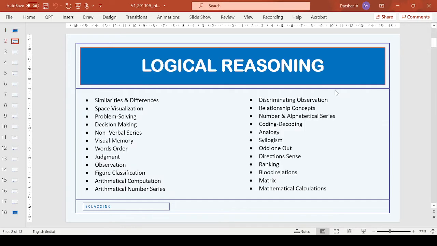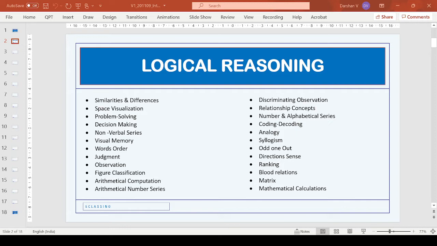Now, if you look at the syllabus of logical reasoning, we can see that there are a wide range of topics which are covered in this. So, we have similarities and differences, space visualization, problem solving, and so on. Now, we'll go through each of these sections and see what type of patterns of questions are asked in each of these sections and how we can solve it in the fastest possible manner.